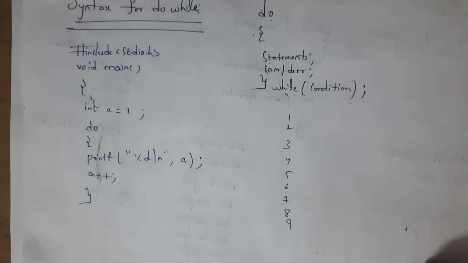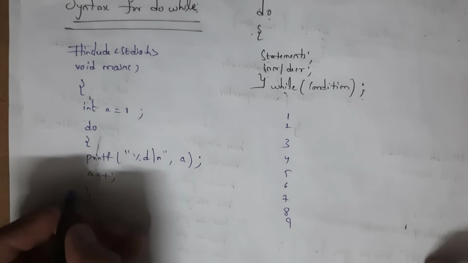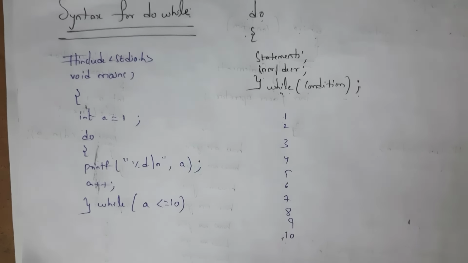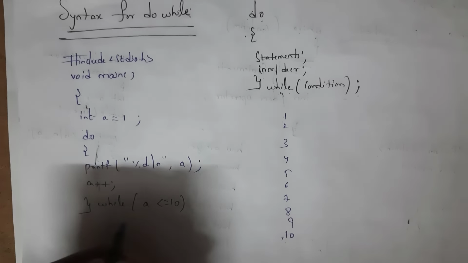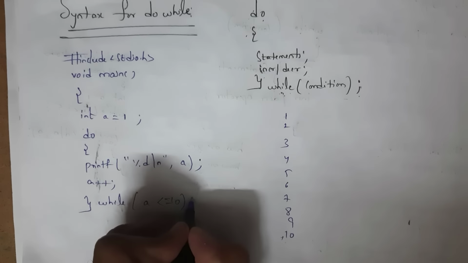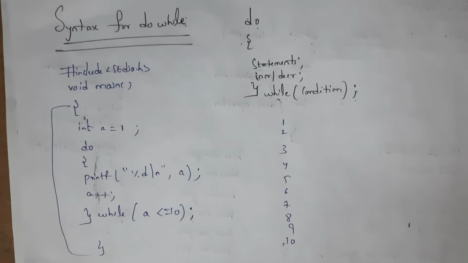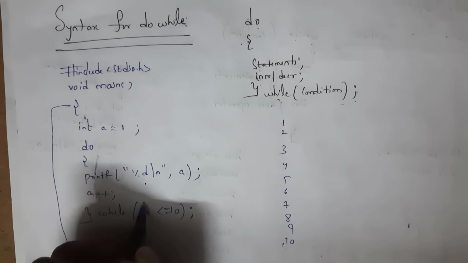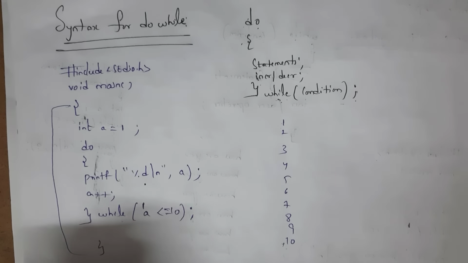Close the bracket, and inside while you need to give the condition. So you need to write while. Here I want to print output from 1 to 10, so inside this while I am giving the condition a <= 10. And definitely you need to give a semicolon for the do while loop, and close the main function. Whenever you execute this program, at first it will print the value 1. After that it will check the condition. The condition is true, so again it will print 2, 3, 4, 5, 6, 7, 8, 9, 10.